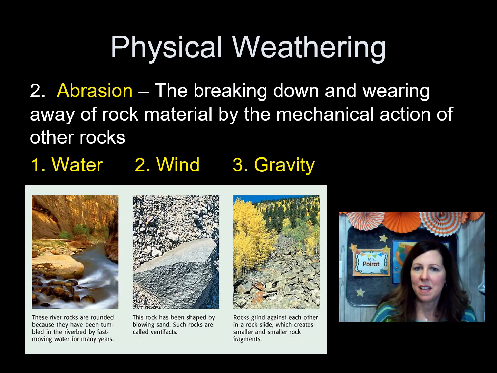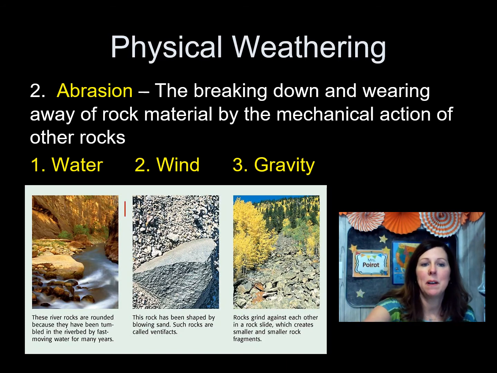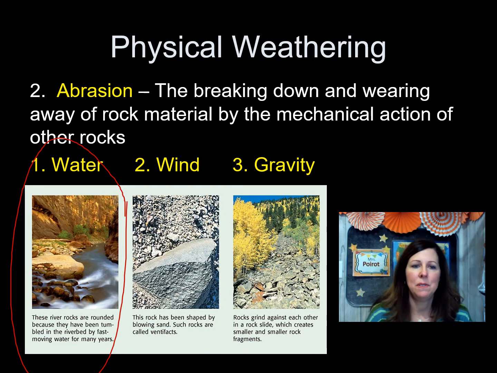Another type of physical weathering is called abrasion. That's the breaking down and wearing away of rock material by the mechanical action of other rocks. Some examples of that would be by water. If you've ever been to a stream, you'll notice that a lot of the rocks are very round and smooth, and that's because over time they have tumbled and tumbled in the water, moving very fast for many, many, many years. So they weren't originally nice, smooth stones.